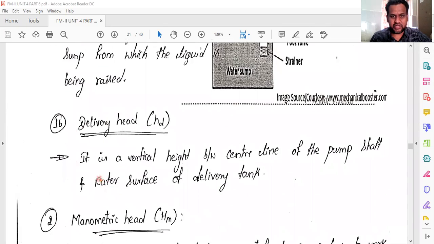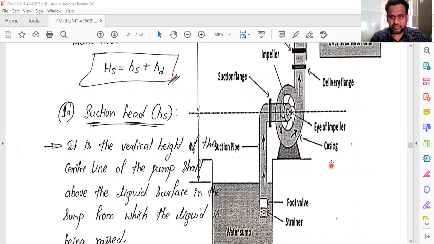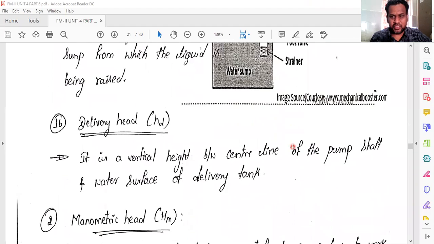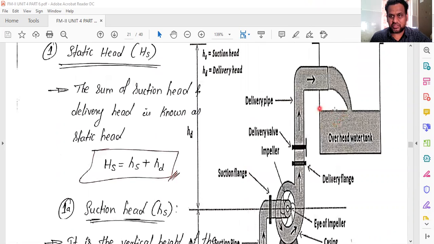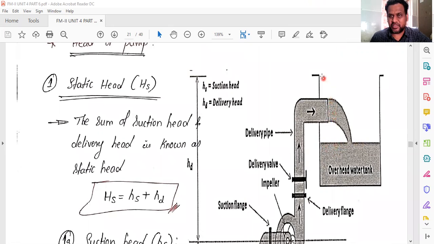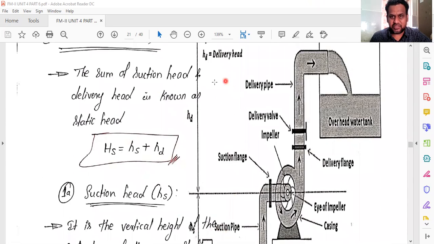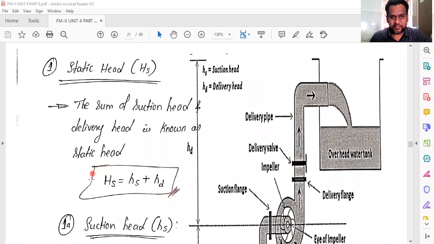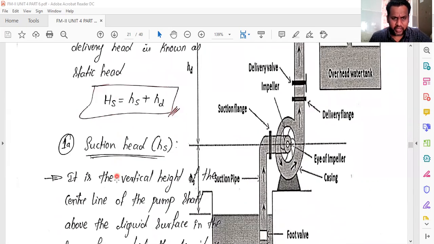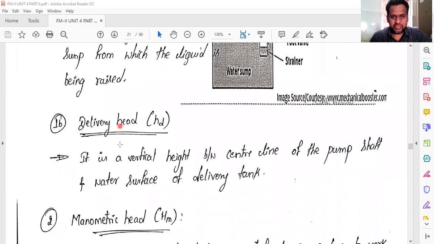Similarly, delivery height is the vertical height between the center line of the pump shaft and the water surface of the delivery tank. So obviously, it can vary. If it is filled fully, it will come up to here, so therefore up to here. So this is delivery head. So both this suction head plus delivery head gives you the static head, not total head, static head. Okay. So now this is what I did.